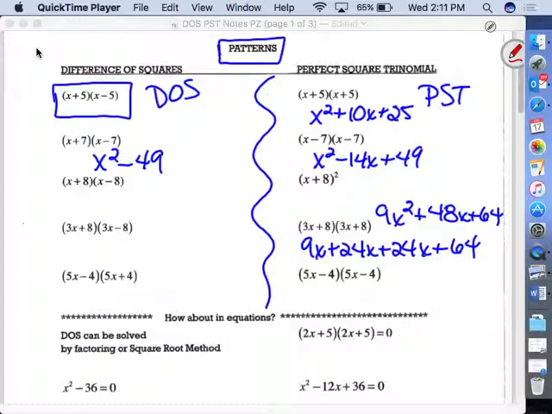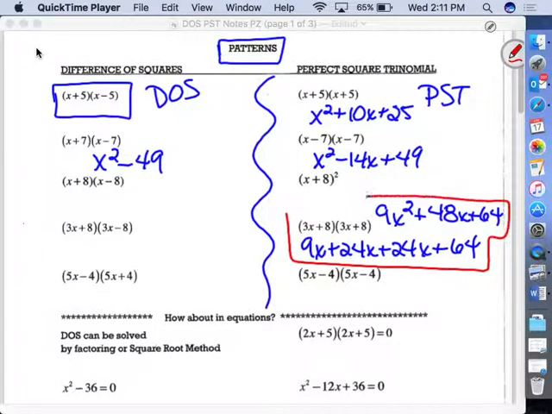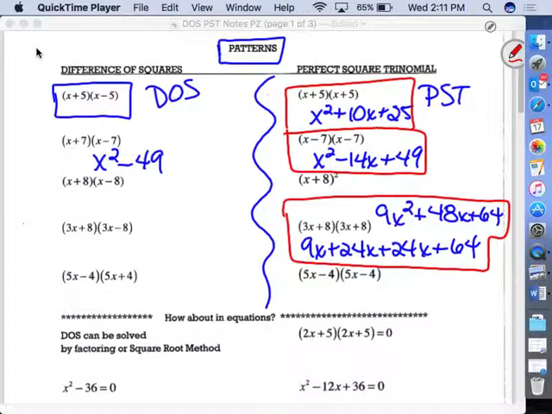So let's analyze the three products that I've taken. I'll box them in red. Notice that each product begins and ends with a perfect square. And notice that the constant, the last term, is a positive perfect square. So when you take the binomial and multiply it times itself, it generates what's called the perfect square trinomial. Three terms, with the first and the third term being perfect squares, and also being positive numbers.